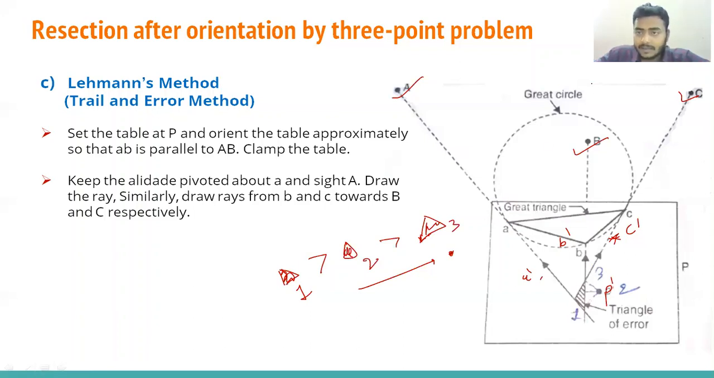The circle which is crossing stations A, B, C, which represent the stations on the field, is called the great circle. And the triangle made by these stations is called the great triangle. So that you can remember, right?